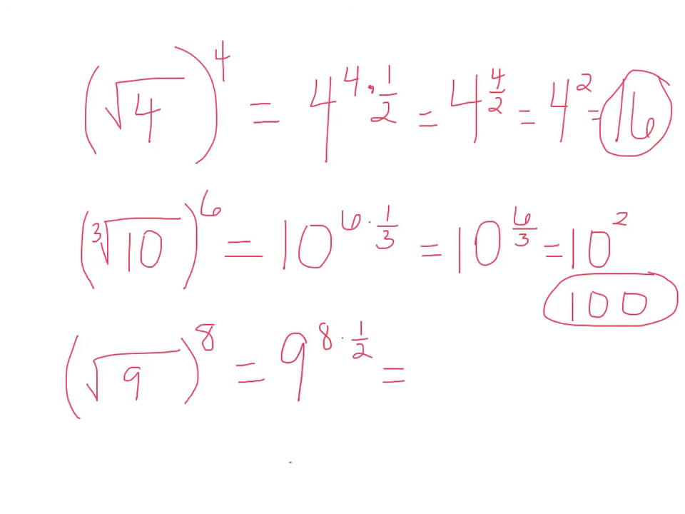When we multiply 8 times 1, we keep our base of 9 and do 8 over 2. Now you know you need to simplify 8 divided by 2, which is 4. So now we have 9 to the 4th power. When I do 9 times 9 times 9 times 9, I get 6,561. And that is your answer.